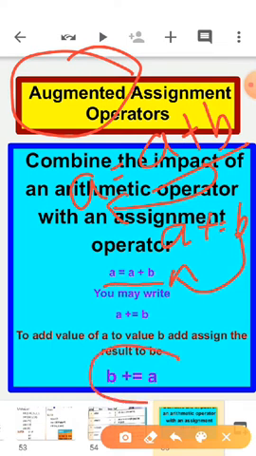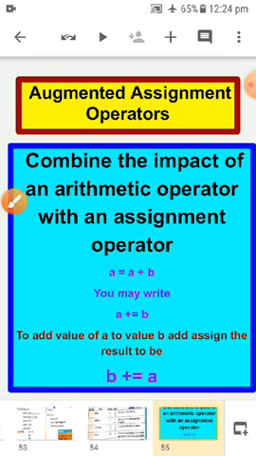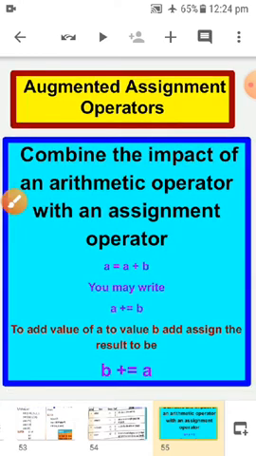Now what is the meaning of this? B plus equal to a means b is a variable in which the result is going to be stored. Suppose b is 7 and a is 4. So 7 plus 4 is 11. Now 11 is going to be stored inside the b. So whatever is present on the leftmost side, the result is going to be stored in that variable. Okay, this is the meaning of augmented assignment operator.